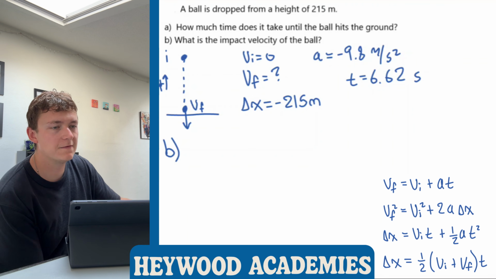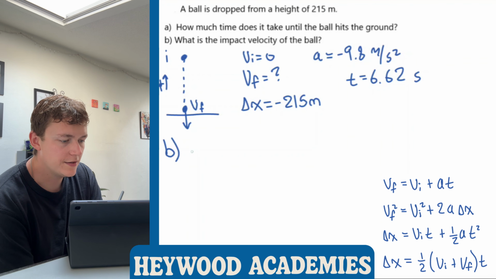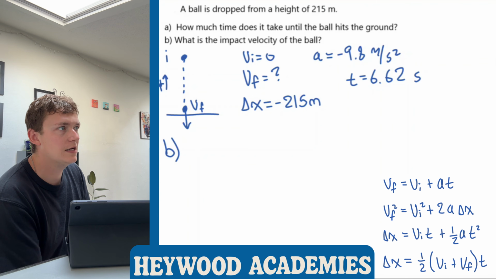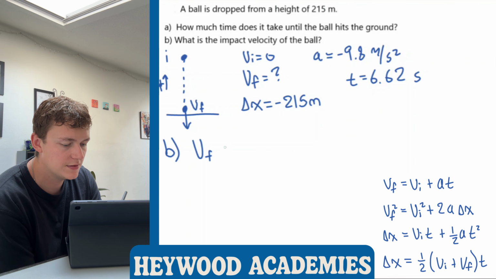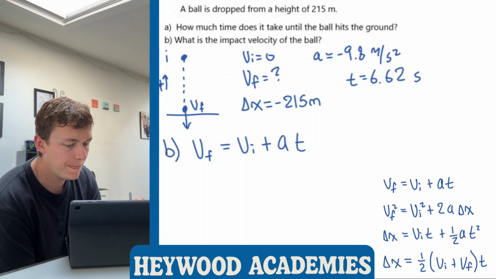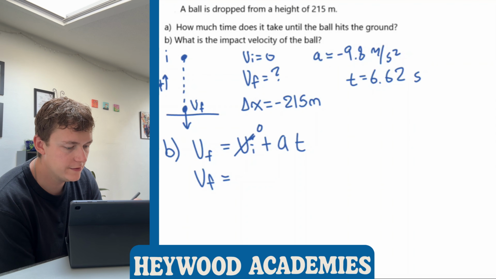Okay, so what's the impact velocity of the ball? Let's see what we got here. So we have the acceleration. We know everything except for the final velocity. So again, this gives us more options, but let's just go with the simpler equation. Final velocity is initial plus AT, and no rearranging needed. And also that is 0, so that's easy.